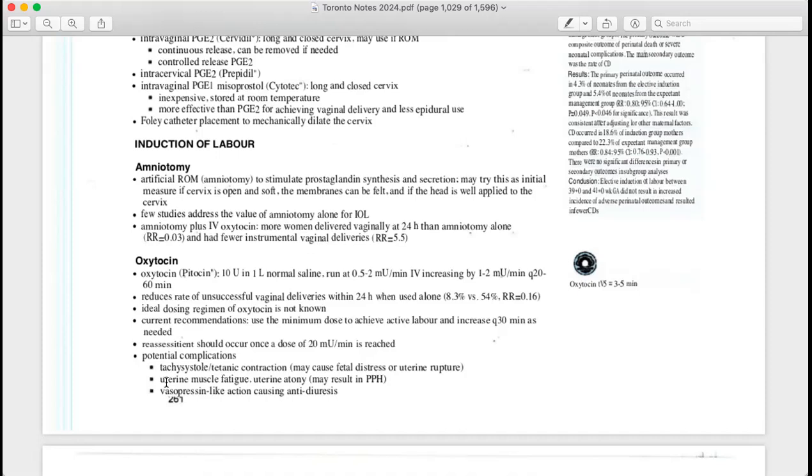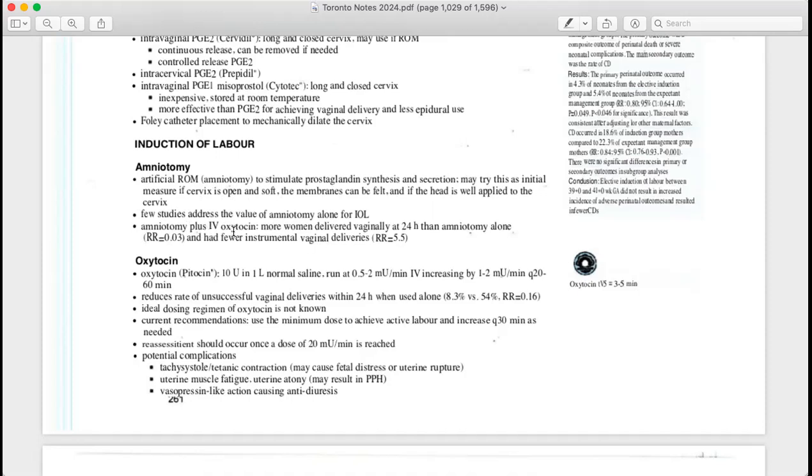But depending on the scenario, if the patient has a certain type of choice, if she wants to deliver right away and does not want to wait, then all of these choices could apply. But we prefer amniotomy over oxytocin if you go by bookish knowledge. Coming to the artificial rupture of membranes to stimulate prostaglandin synthesis and secretion, you may try this as an initial measure if the cervix is open or soft.